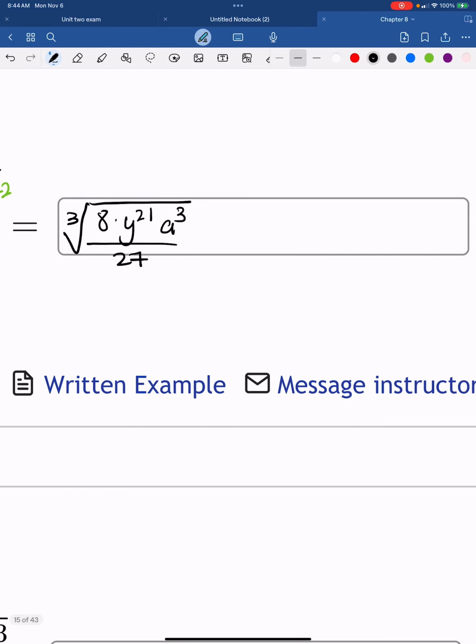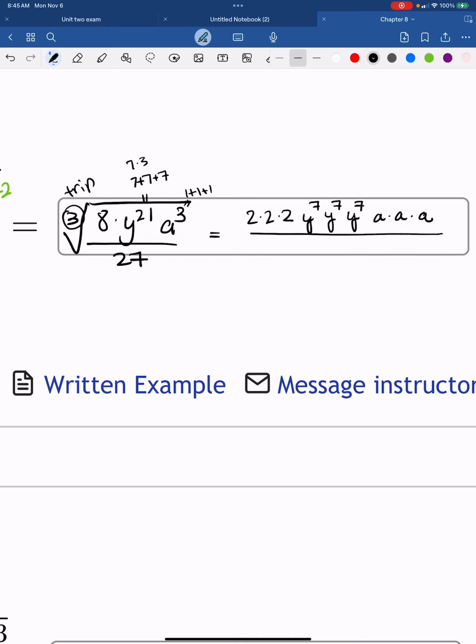Now, 8 is 2 times 2 times 2. Now I'm dealing with triples. So 21 happens to be 7 plus 7 plus 7, or 7 times 3. So I have y to the 7th, y to the 7th, y to the 7th. And 3 is just 1 plus 1 plus 1. And we have a times a times a, and all over 27, which happens to be 3 cubed.